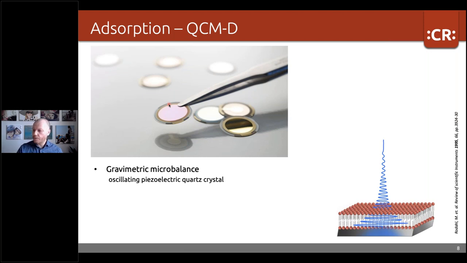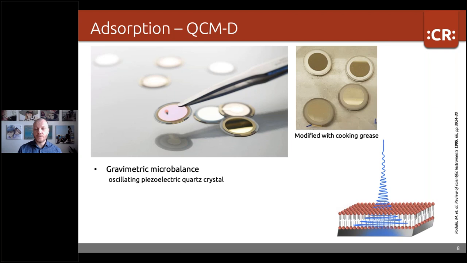which are cut in such a way. So these are the substrates that you use, and that's the heart of the instrument, and you are limited to measure on these types of substrates, but you can actually modify them, as I will show you in some later samples. So for instance, these are sensors that we have modified by spin coating cooking grease on top of them, and I have some examples of that.